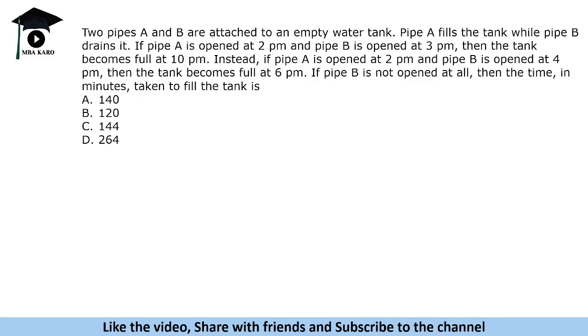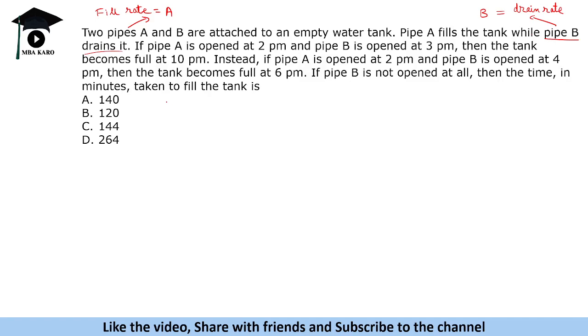Okay. So what we will do in this case is, let us say pipe A, its fill rate is equal to A liters per hour. Since we are given the time in hours, let us say fill rate of A is A liters per hour. So pipe B is a draining pipe. So let us say its draining rate is equal to B liters per hour.